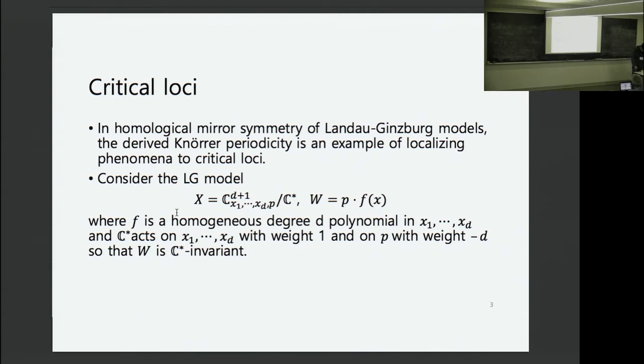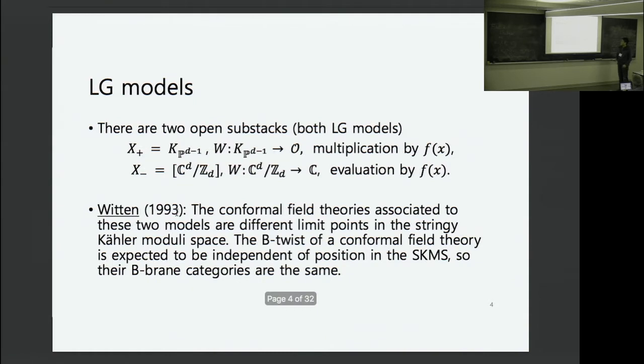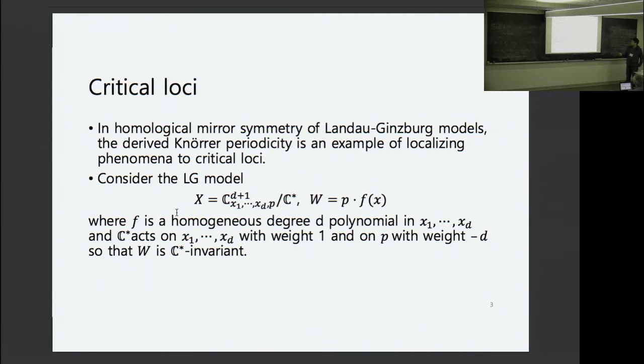There are two open substacks, which are the GIT quotients of the d plus one dimensional space by the C star action. This d plus one dimensional vector space has a positive weight part and a negative weight part. The x variables are the positive part and the p variables the negative weight part. So a GIT quotient says you have to delete the origin of either the positive part or the negative part. You can delete the origin of the x-coordinates, or you can delete the origin of the p-coordinates. That's what GIT tells us.